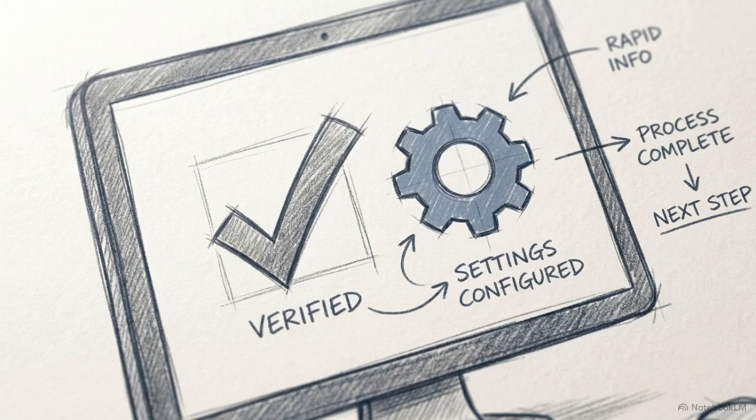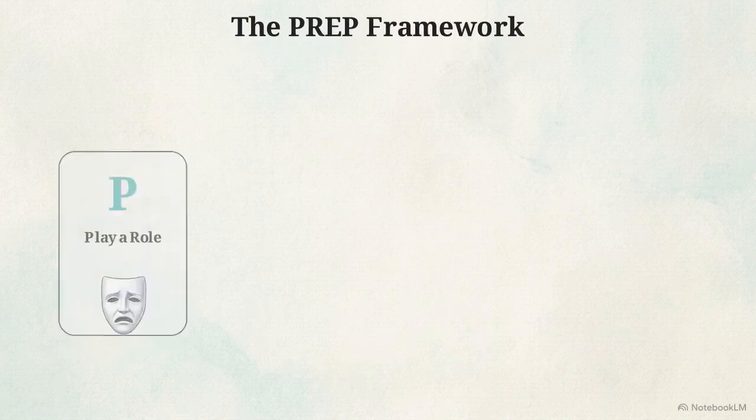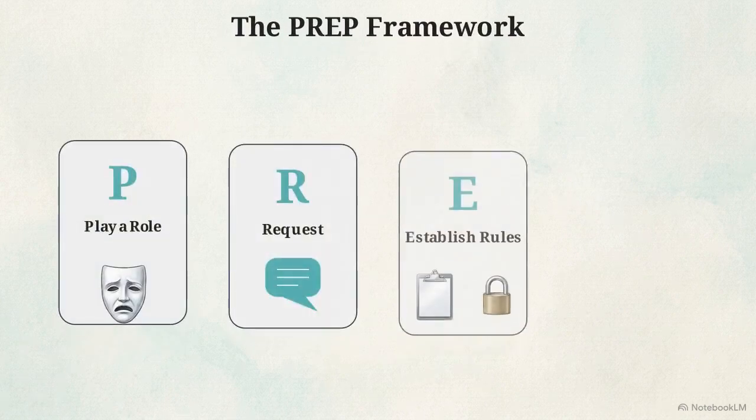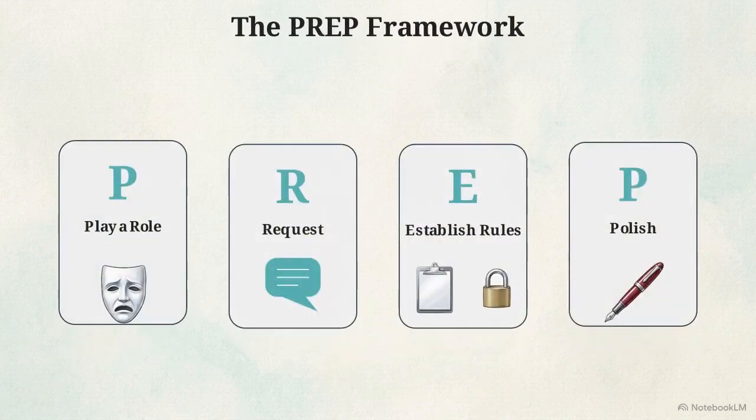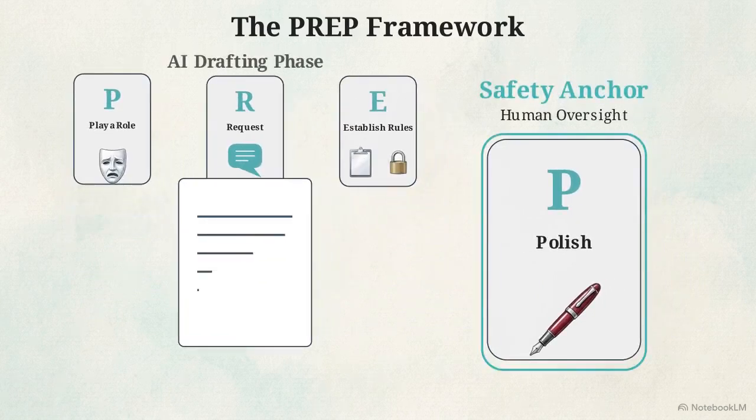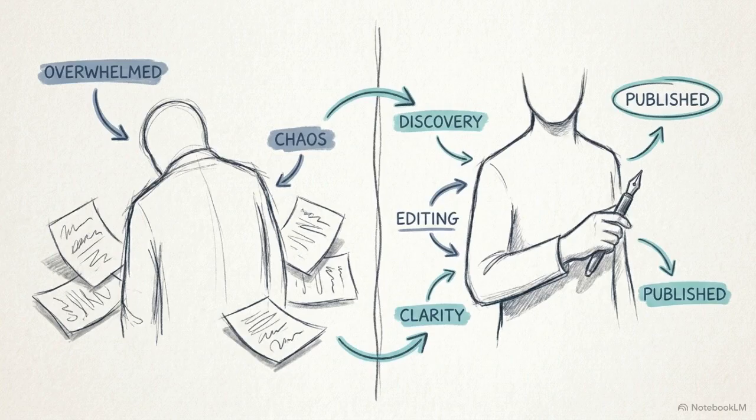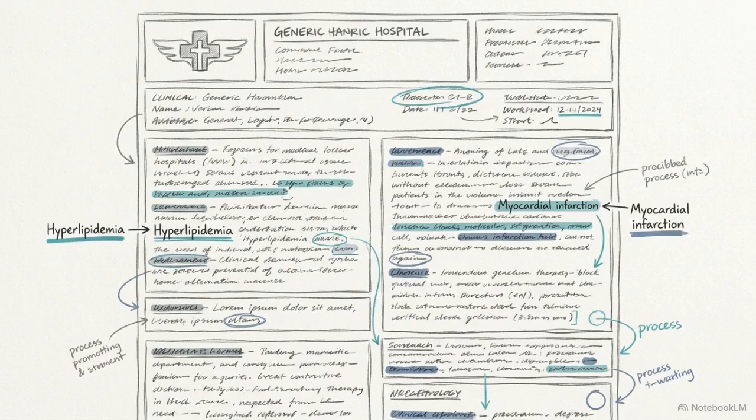the blank page. This transition relies on a prompting structure called the PrEP framework: play a role, request, establish rules, and polish. That last step, polish, is the mandatory safety anchor. AI drafts the content, but a human must review and approve every word before it reaches a patient. Master these 4 steps, and your role shifts from an overwhelmed typist to a high-level editor. Let's look at a practical example.